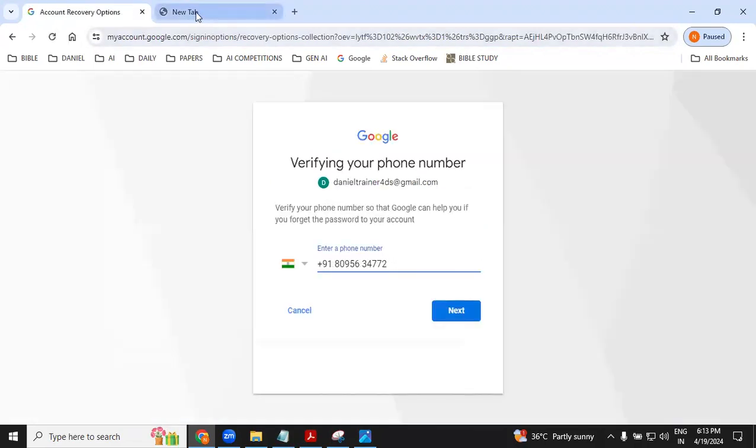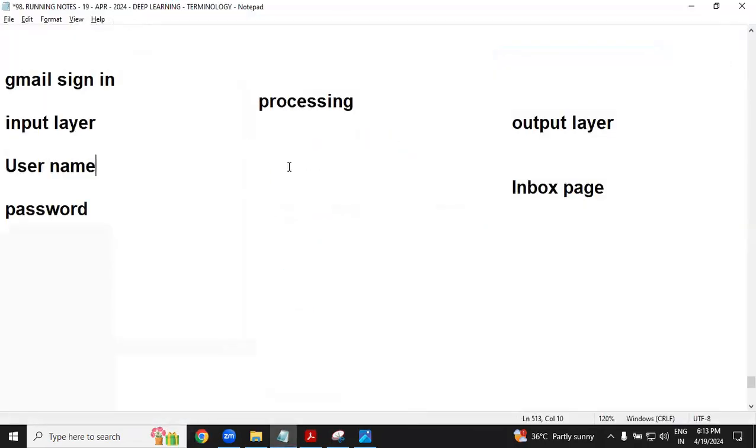You can ignore that as of now. The password you enter here, some processing is happening. Frankly speaking, this is called what layer? Hidden layer. It's a very simple hidden layer. Hope you understand. I'm continuing with the discussion.